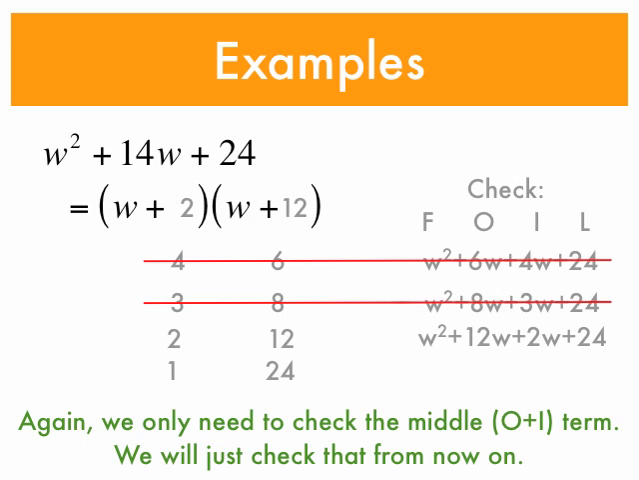This is the very, very easiest. We have a 1 in front of my squared variable, and all of my signs were positive. We'll figure out how to deal with signs in the next video. And from now on, rather than checking the whole FOIL, we're only going to check the middle term, the outside and the inside.